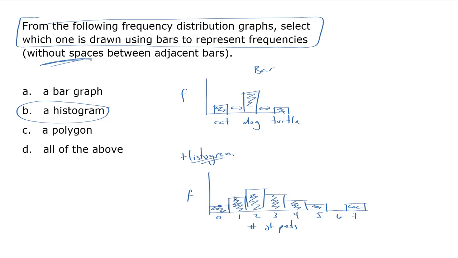Polygons are simply when you could have made a histogram, but instead of having bars, you have dots like this. And here, let me make this a little bit more clear. You join your dots with these line segments. It's just a line graph. And so this would be a polygon. It doesn't use bars, so it's not going to be considered here.